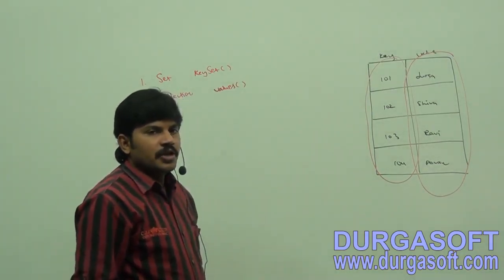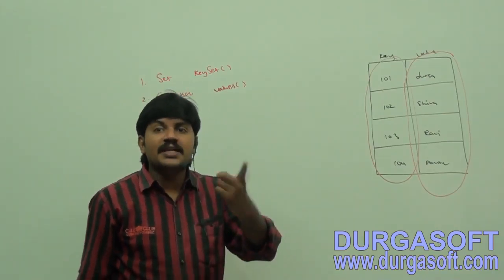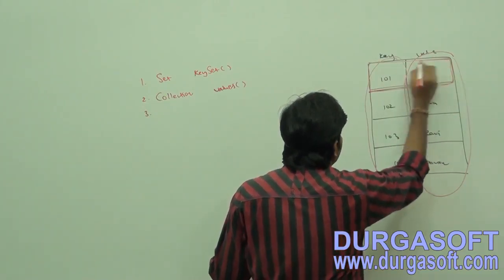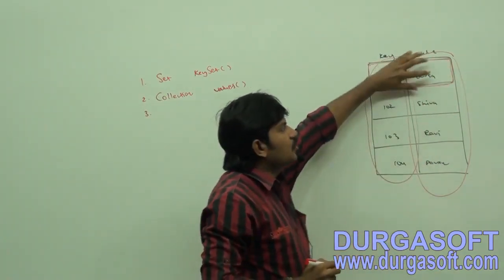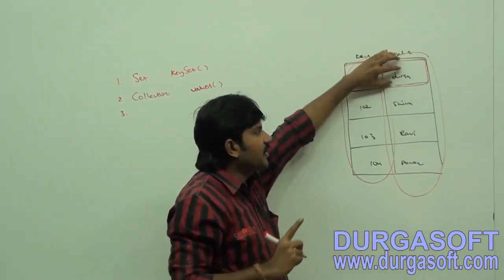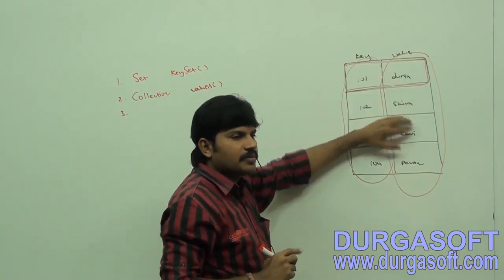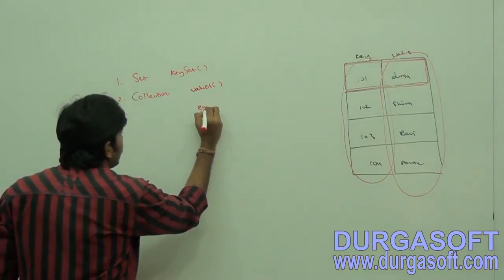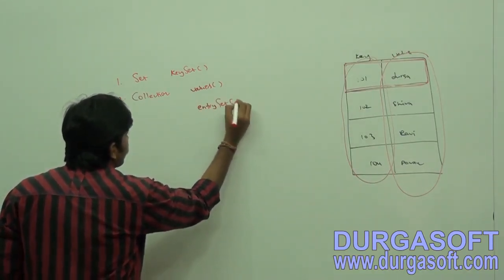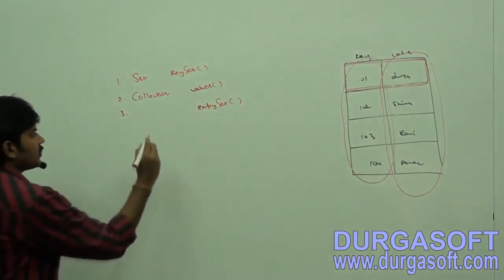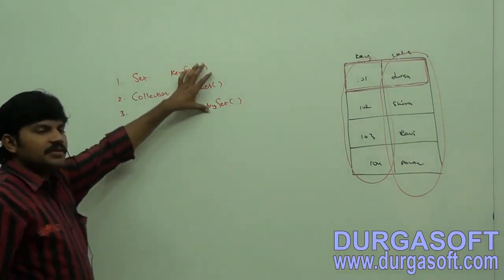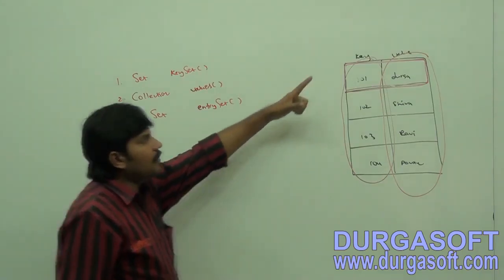Next, can you please give the set of entry objects? Each key-value pair is called one entry: first entry object, second entry object, third entry object. To get the entry objects, we should go for entrySet. The entrySet returns a Set of entries. These are the three methods we call on the map object.